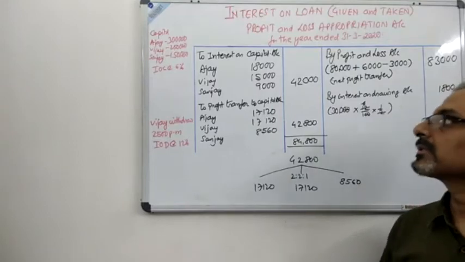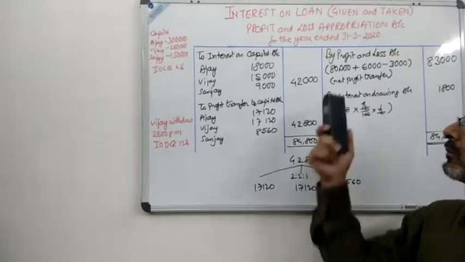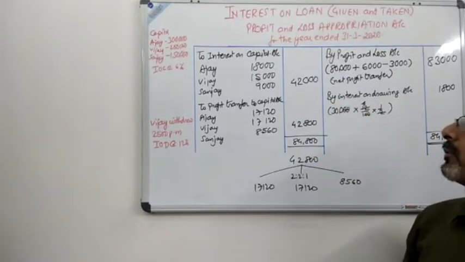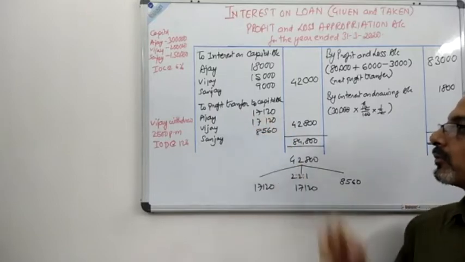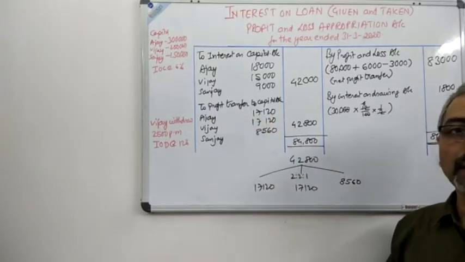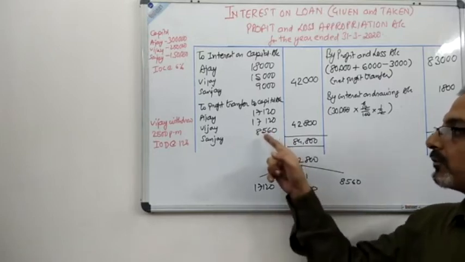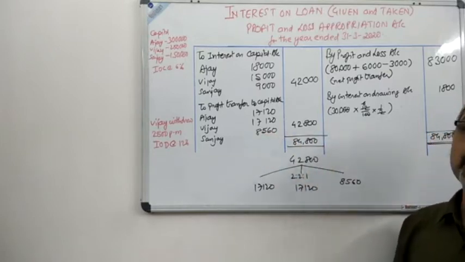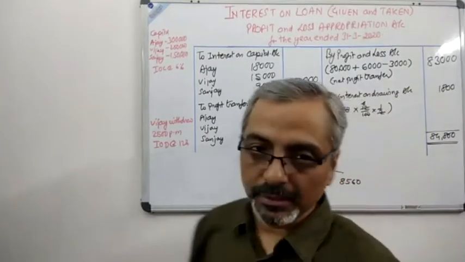It is always important that we do a cross-checking of the figures so that we don't make any silly mistakes. So let us see over here: 18,000 plus 15,000 plus 9,000. If we add it, we get 42,000, and if we add 17,120 plus 17,120, we get 34,240. 34,240 plus 8,560 gives us 42,800. So the calculation part is absolutely clear, I hope.